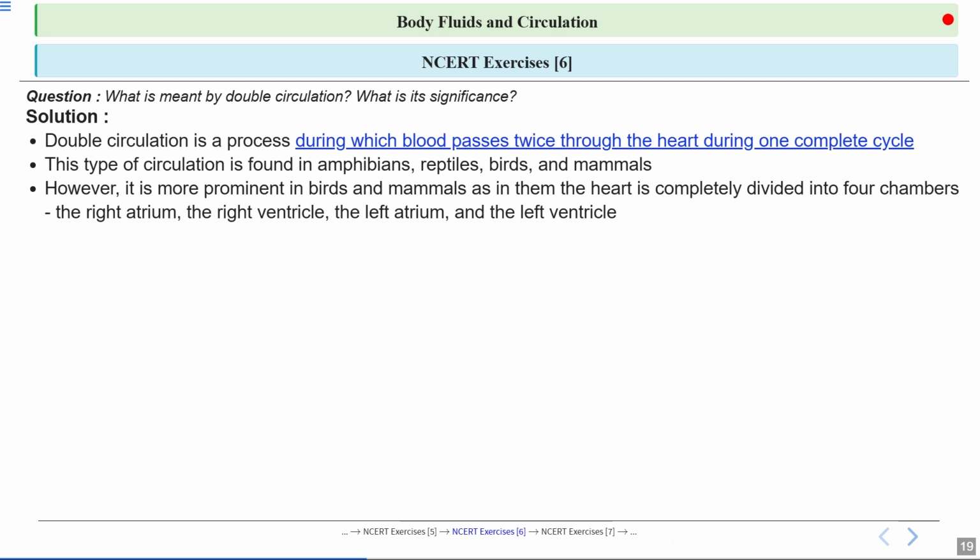In birds and mammals, double circulation is especially prominent because their hearts are completely divided into four chambers: right atrium, right ventricle, left atrium, and left ventricle. And this complete separation is like having two separate pumps in one heart, which prevents mixing of the oxygen-rich and oxygen-poor blood and allows for more efficient oxygen delivery.